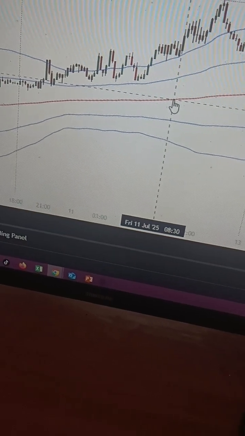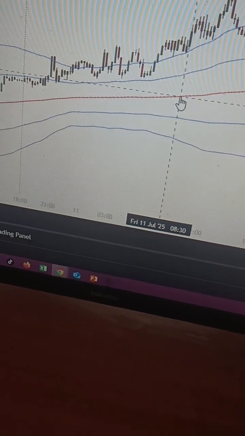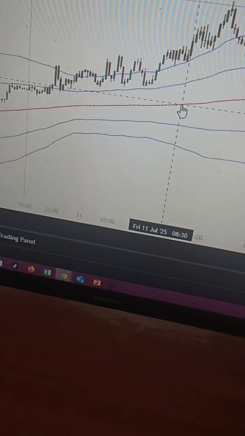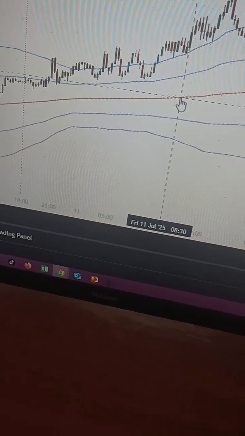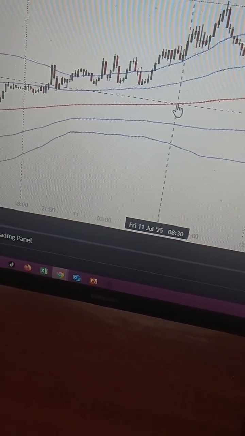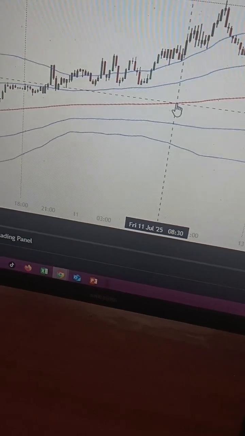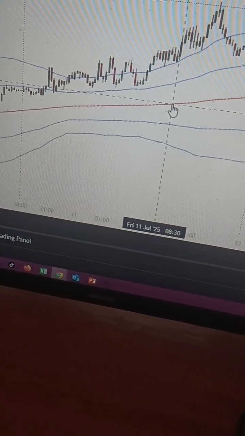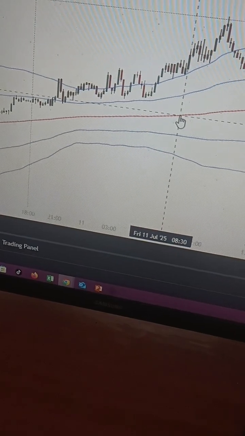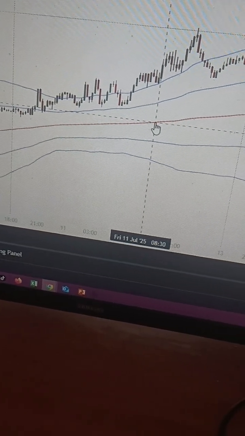So for me, I would recommend following the trend, and this one is very good. This strategy is nice if you're looking to trade with the trend. It's not financial advice, but this is something that you can try. Try it and let me know what you think about it.